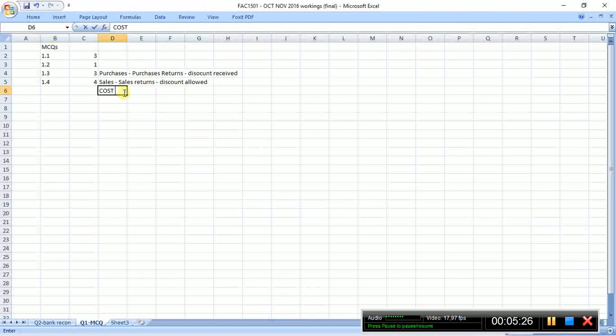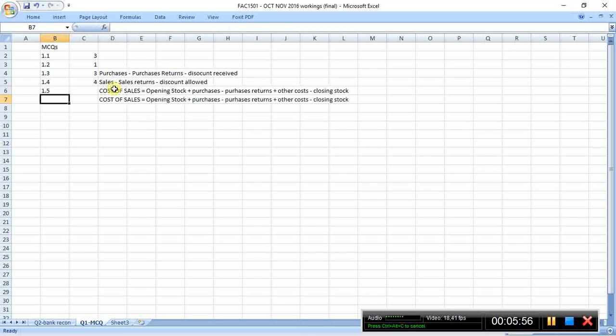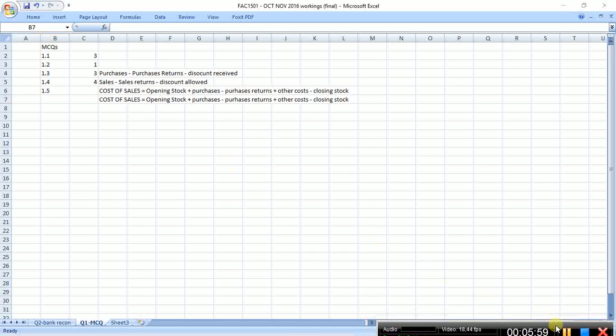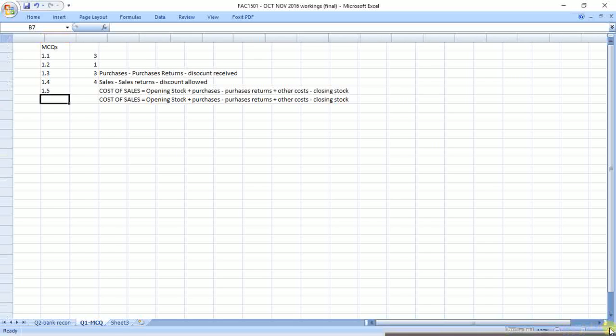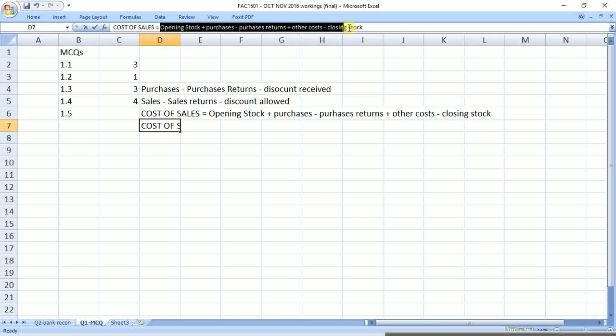We need to write down the formula. Cost of sales equals opening stock plus purchases minus purchases returns plus other costs minus closing stock. Is that okay? Did that make sense? Yes. So it's just the formula that you need to know. You need to give me the amounts here. You tell me what the amounts are. First, give me the opening stock.